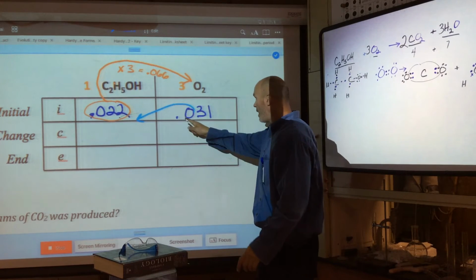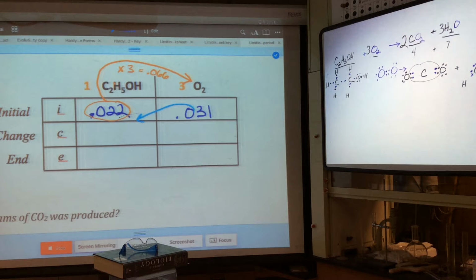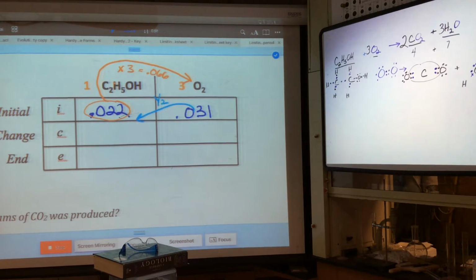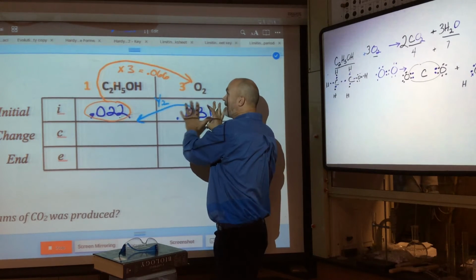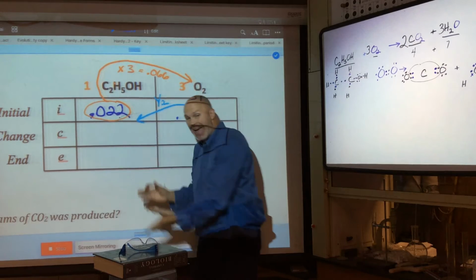Divide by 3. So take 0.03 and divide by 3. 0.01. Yeah. All right, what's a third of 0.03? 0.01, right? So wait a minute. In order for all of this to react, I need to at least have 0.01 of this. Do I have enough? Yeah.